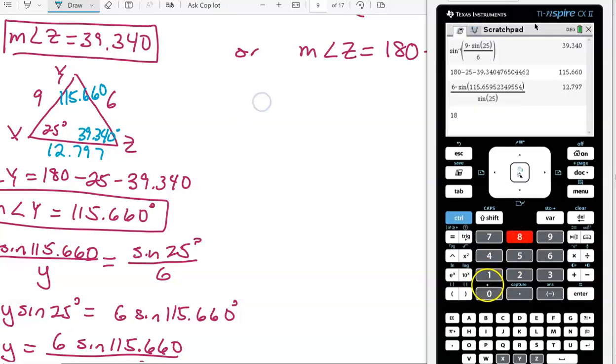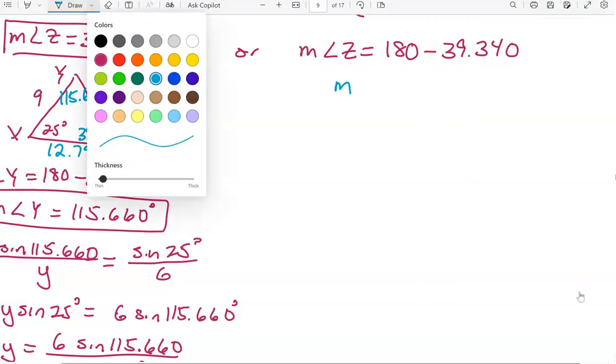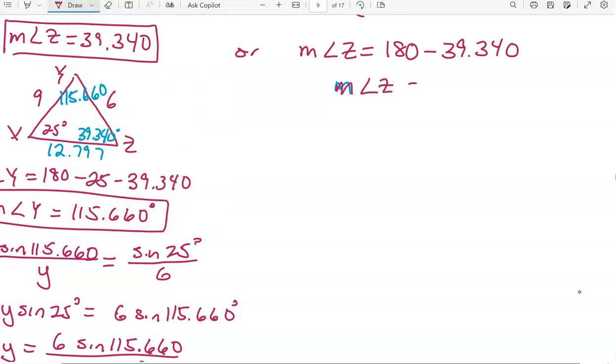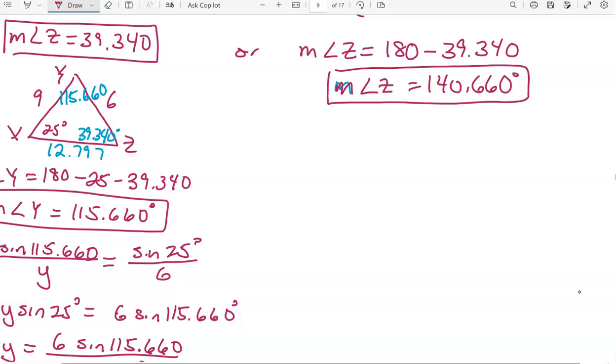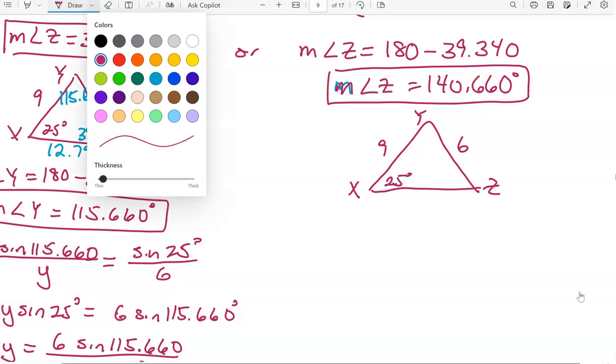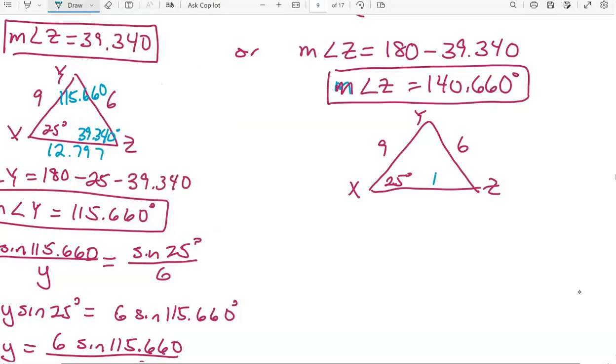So I'm going to start with that calculation, 180 minus, and cursor up to grab that 39.340 for accuracy's sake, and we get 140.660. So measure of angle Z is 140.660 degrees. I'll box that answer in. I am going to make a diagram and put all of our given information in there: 25 degrees, 9, 6, and then insert our calculated result of 140.660.